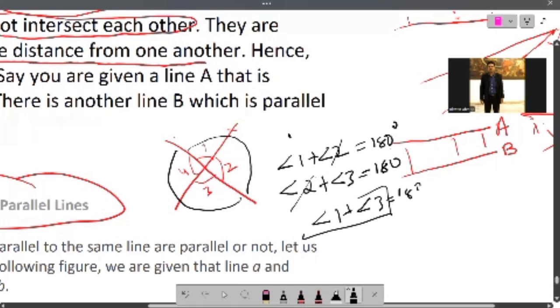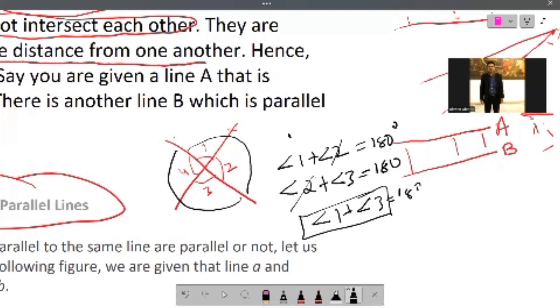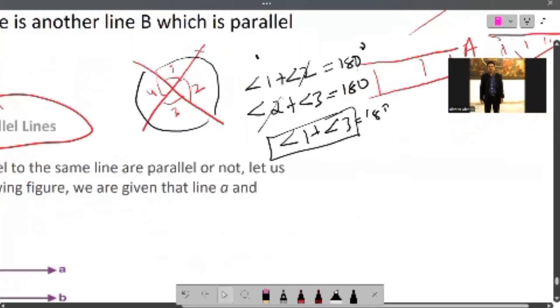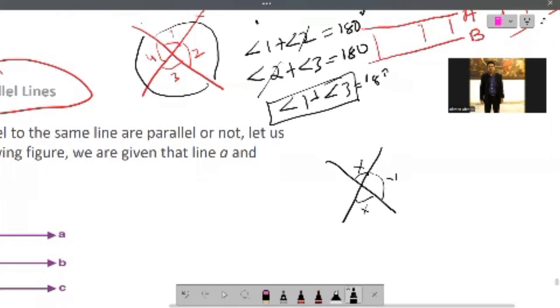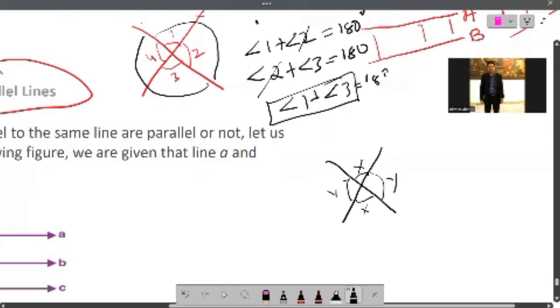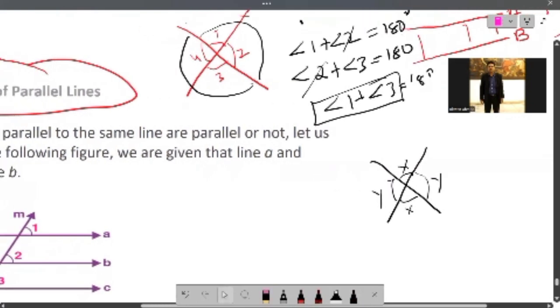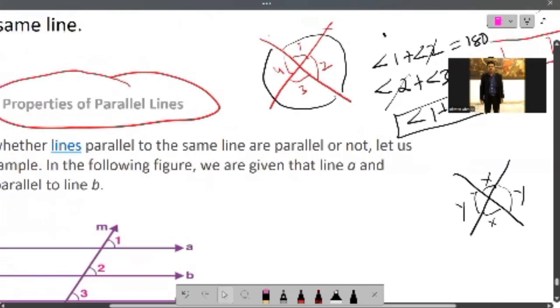So angle 1 and angle 3 are equal to each other. You can say the opposite angles of two lines are always equal. If it is x, the opposite is also x. If it is y, the opposite is also y. This is the property of two transversal lines when they intersect each other.